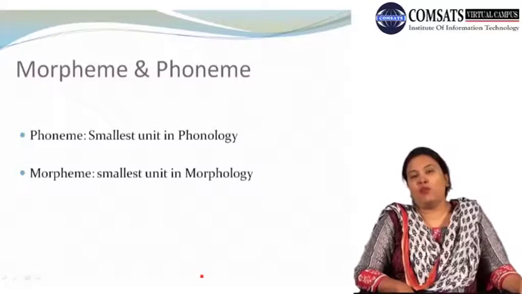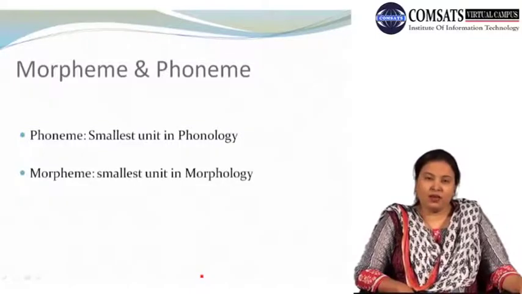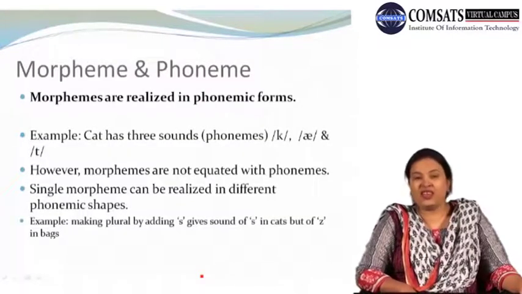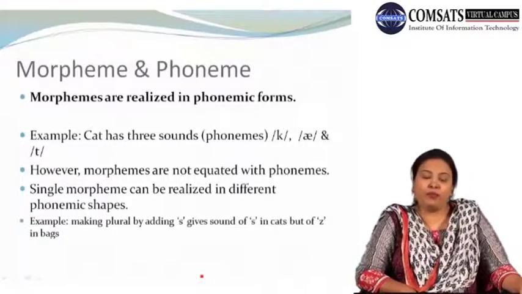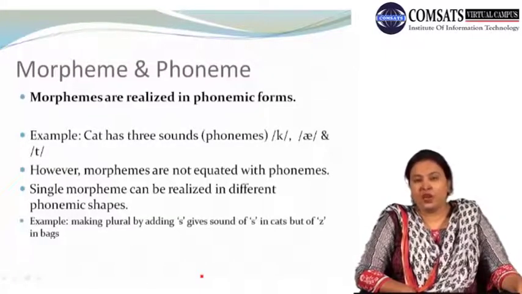Now another relationship: morpheme and phoneme. Phoneme is the smallest unit in phonology. Morpheme is the smallest unit in morphology. So morphemes and phonemes, what is their relationship? Actually the morphemes are realized in phonemic form. Example, cat. Cat has three sounds, ka, a and ta. So we can say that cat is a single morpheme comprised of three phonemic units. So this way phonemic units combine to create morphemes.